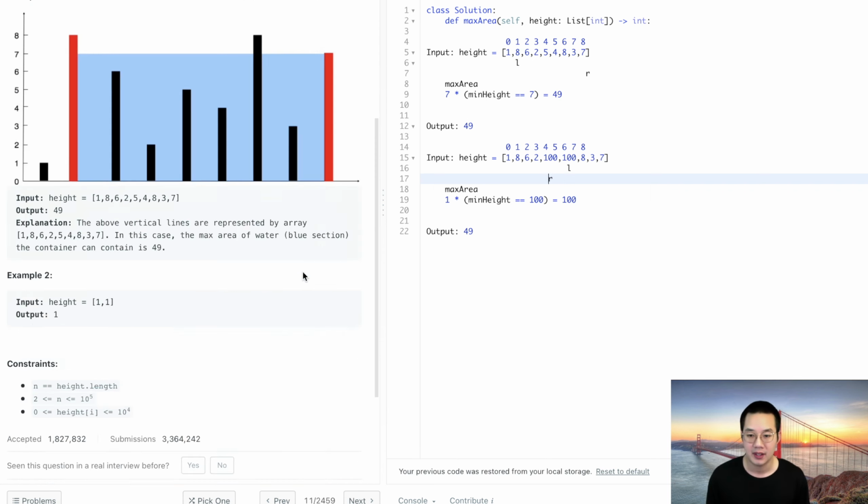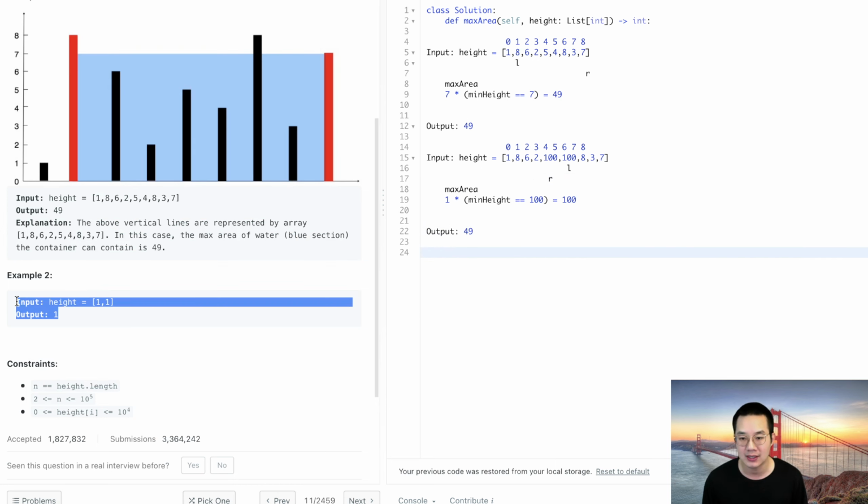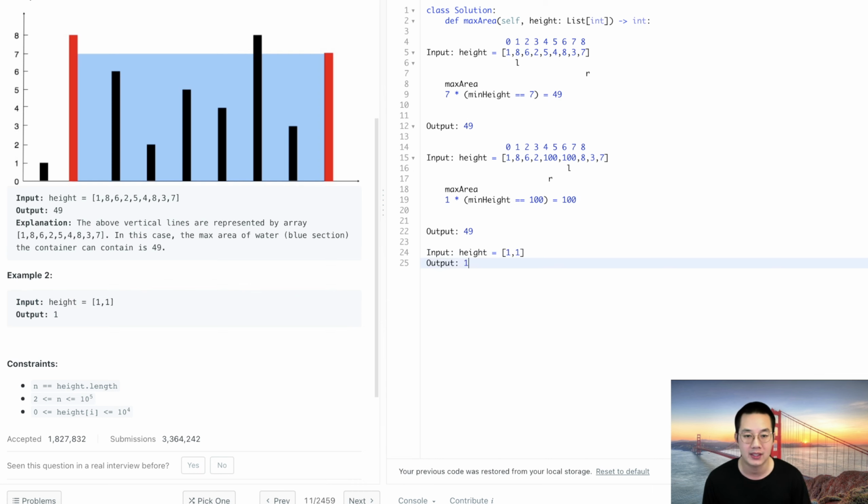Some edge cases that we do want to take care of: what is the minimum length of our height array? Let's check that out. The minimum length is 2, and the minimum height is 0. So edge case wise, this is a height of 1 and 1, and this will give us an output of 1. Another edge case is going to be 0 and 0. This is the minimum height, and our output should be 0 because we cannot contain any water here.